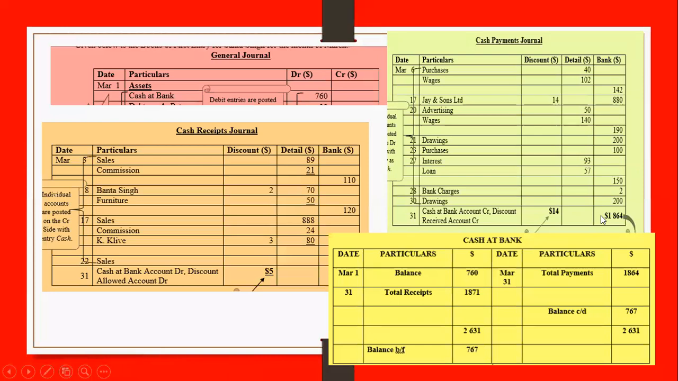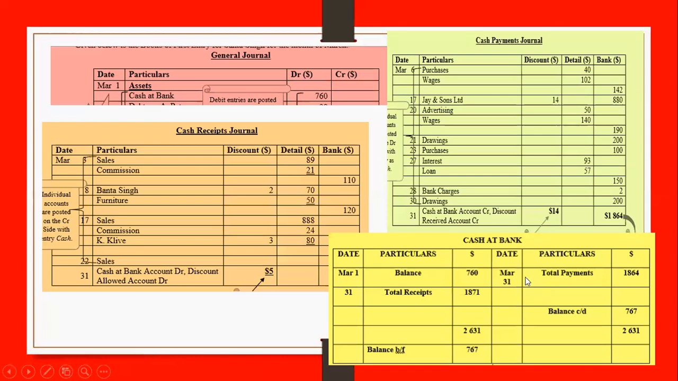Now today, our focus is preparing a cash at bank account. That is what I have on the bottom right. I hope you can see where my cursor is. So today we are going to learn how to prepare a cash at bank account.